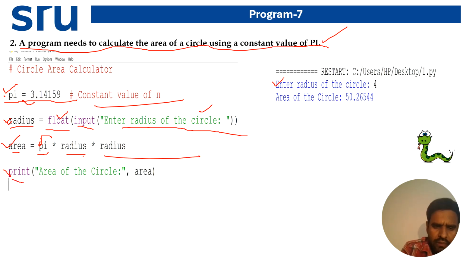Now I'm going to take the print function. The message is area of the circle, comma, and the output is stored in area. When you enter the radius of the circle as 4, it will give the result: area of the circle is 50.2654.